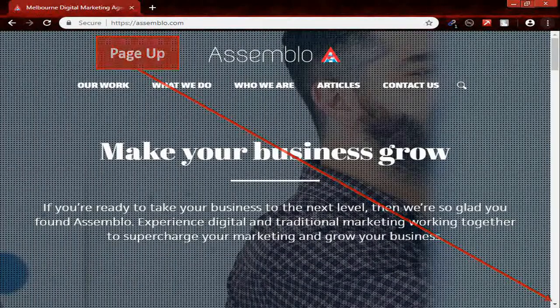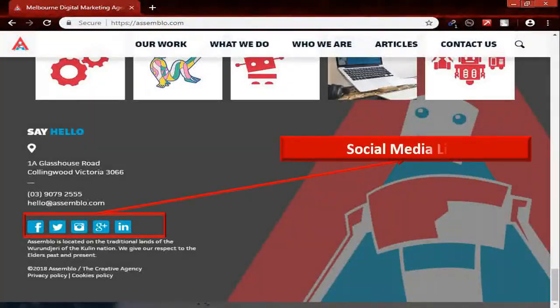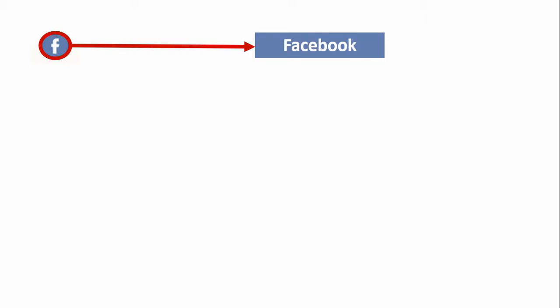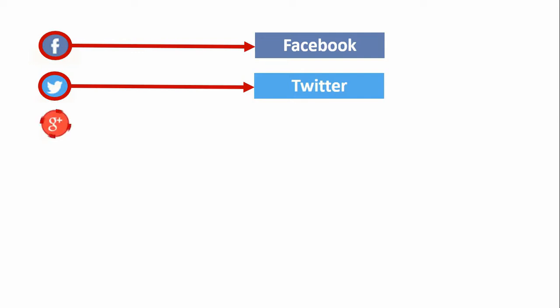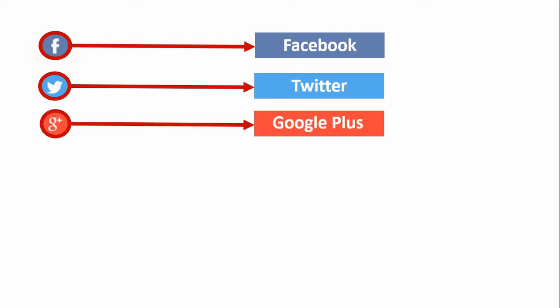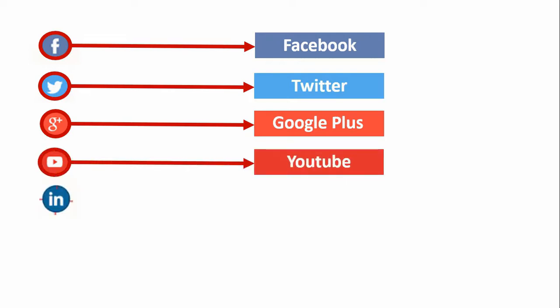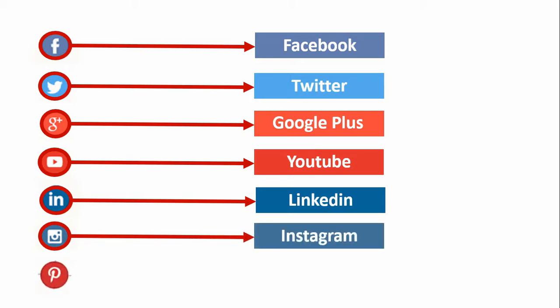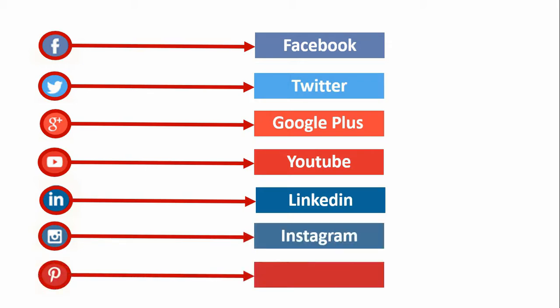Page up a little bit. Here you can see the company social media links. This is the Facebook icon. This is the Twitter icon. This is the Google Plus icon. This is the YouTube icon. This is the LinkedIn icon. This is the Instagram icon. This is the Pinterest icon.